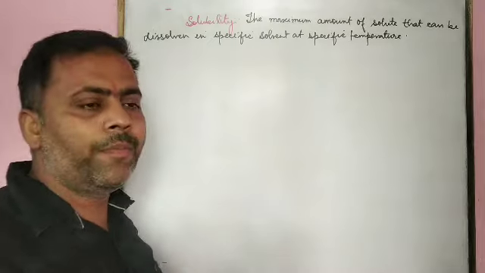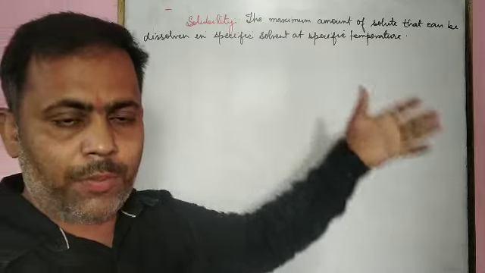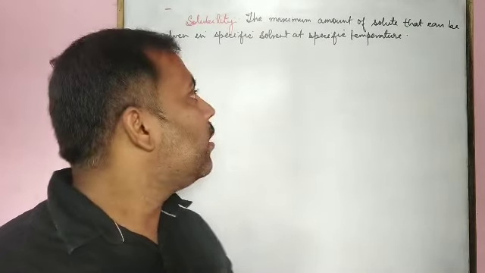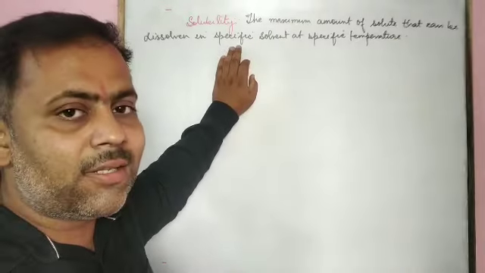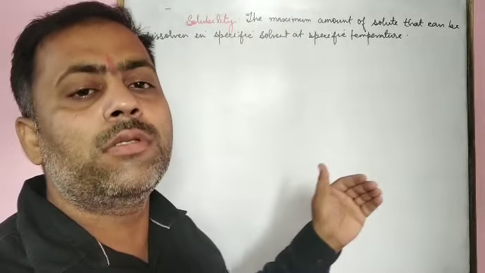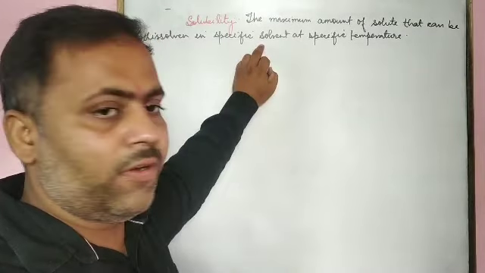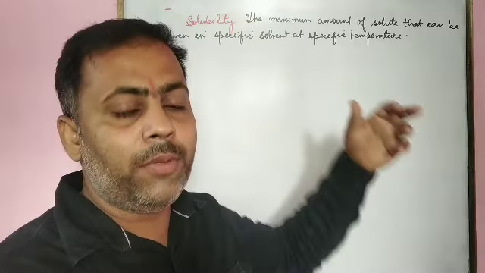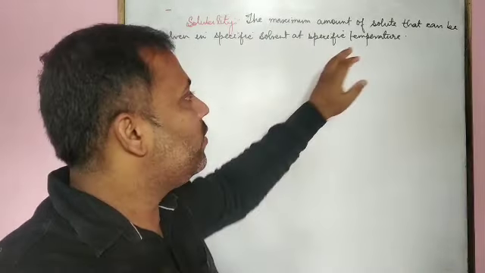Here we see the maximum amount of solute, meaning how much more and more we are able to dissolve in a specific solvent. The solvent is specific, which means the solubility of a solute differs when we change the solvent. Next, it is given a specific temperature, which means the solubility of a solute changes when we change the temperature.